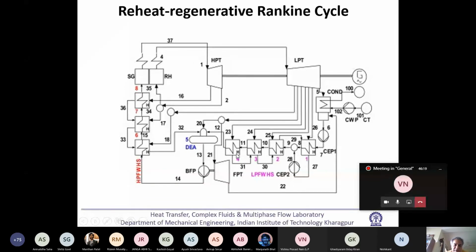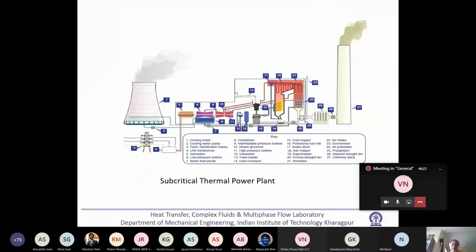So okay, forget it. Let us spend some time on this because this is a subcritical thermal power station. What we are learning so far means we are only in the basic cycle, but this shows the practical power plant more or less with all the components or most of the components.